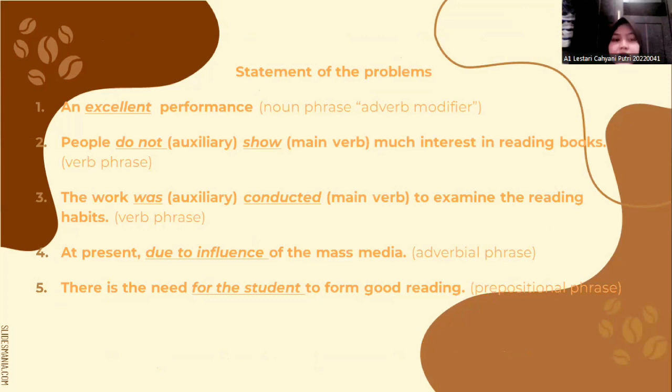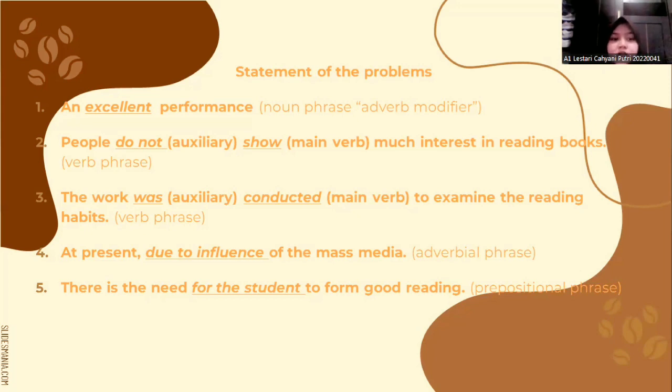So next, in the statement of the problem, there are 5 examples. The first, "an excellent performance", is a noun phrase because "excellent" is the modifier that modifies the performer's work. The second, "people do not show much interest in reading books." In this example, "do not" is the auxiliary and "show" is the main verb, because they include the verb phrase.